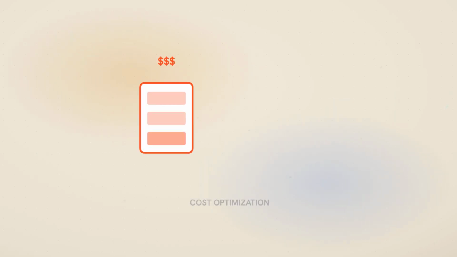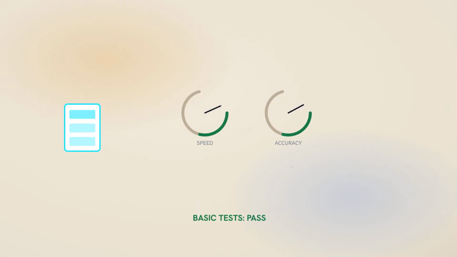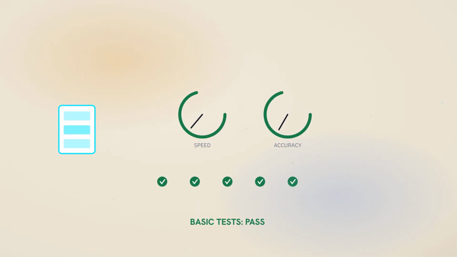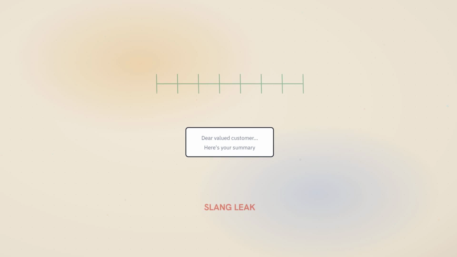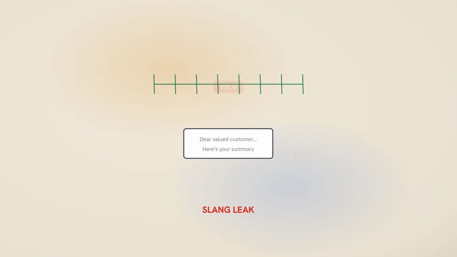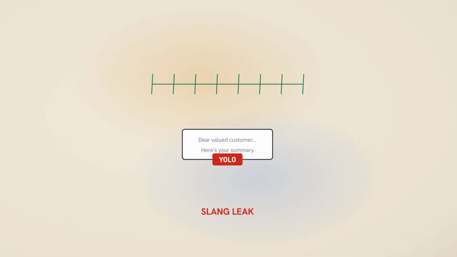Say you're swapping a big, expensive model for a smaller one to save money on your email summarization feature. The new model scores great on speed and accuracy during your basic tests. But it suddenly starts using casual slang in professional emails, which your basic tests completely missed.